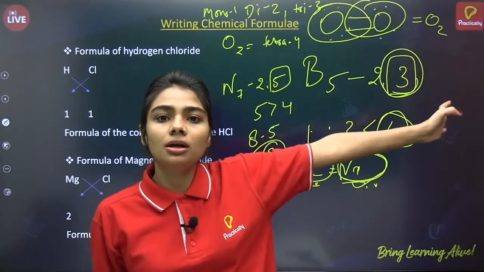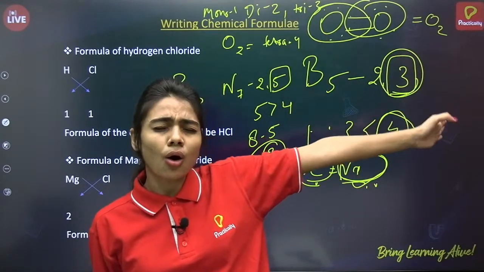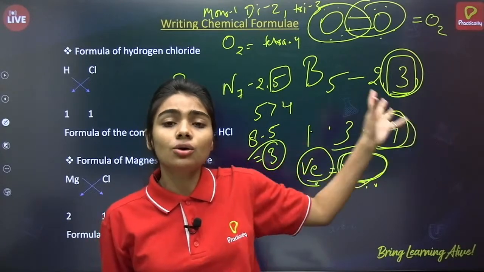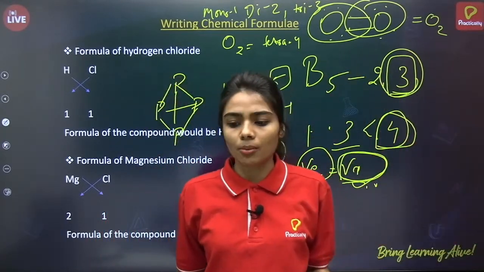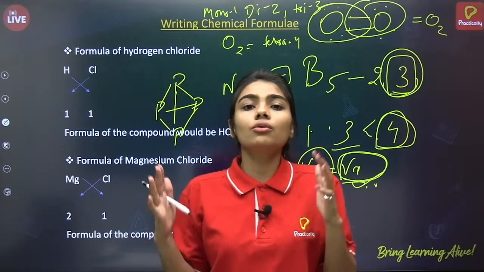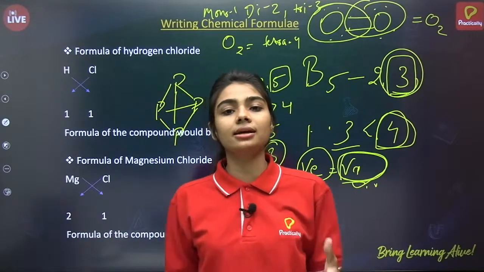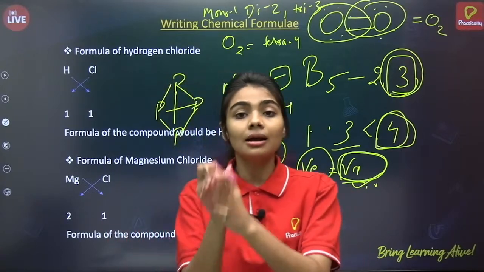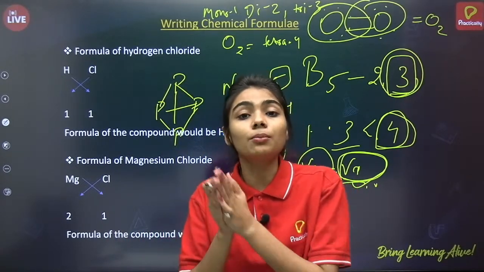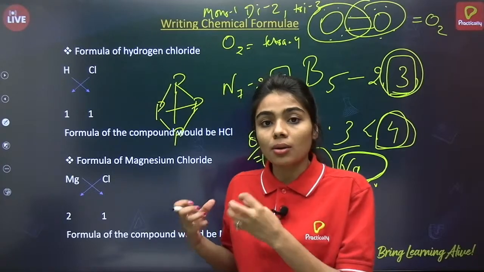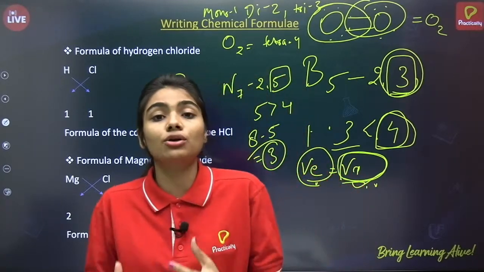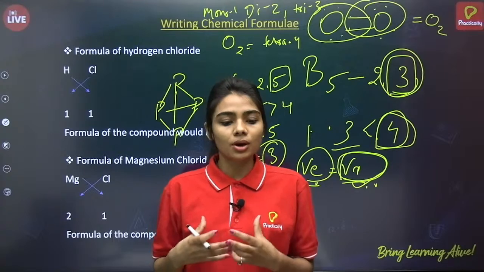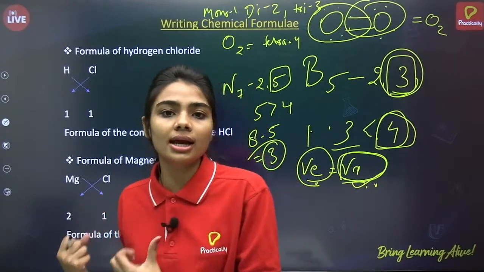Helium, neon, argon, these are all noble gases. So these noble gases are monoatomic. Why are they monoatomic? Because they are stable, their octet is already complete, so they won't react. So noble gases are stable. They are monoatomic. But if I talk about oxygen, hydrogen, nitrogen, they are diatomic because they are stable only at that point.